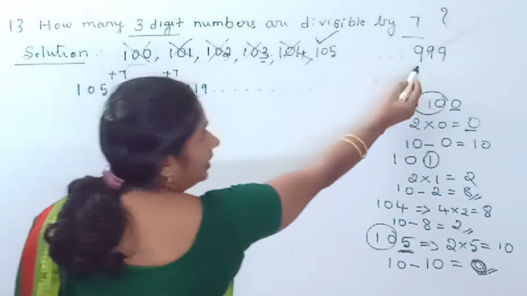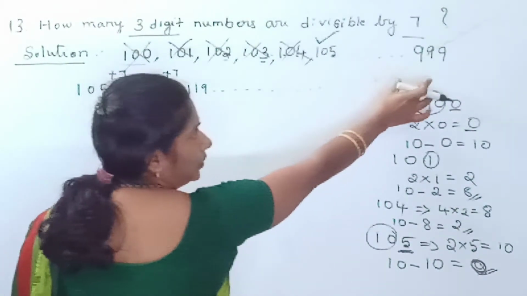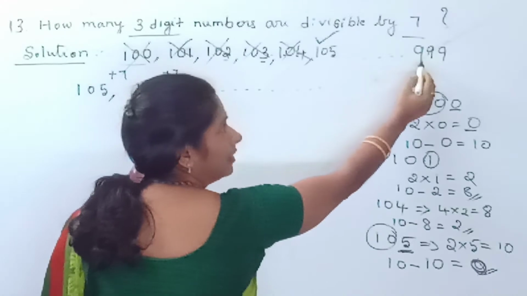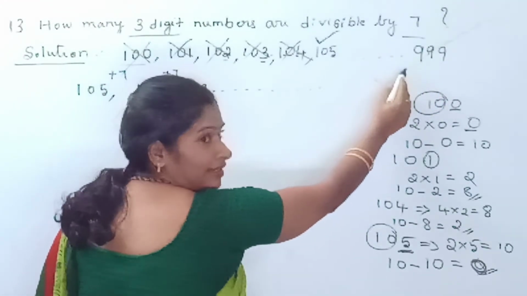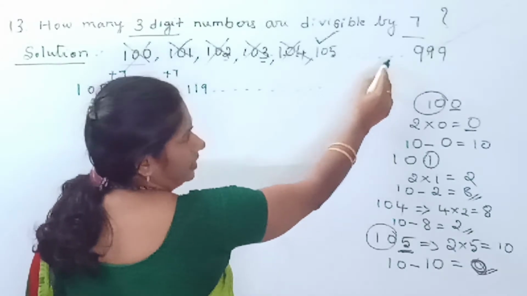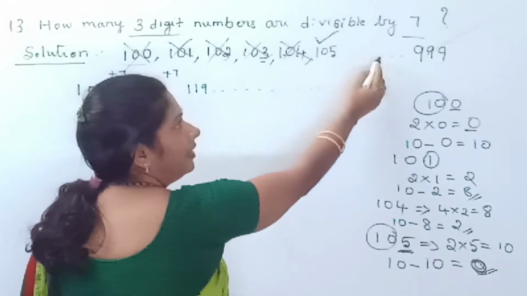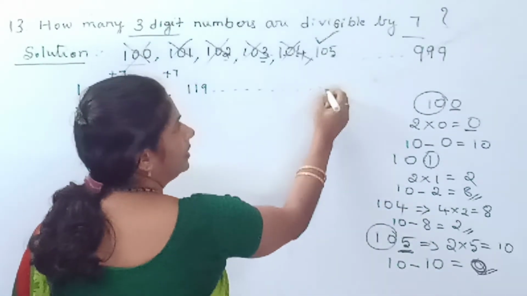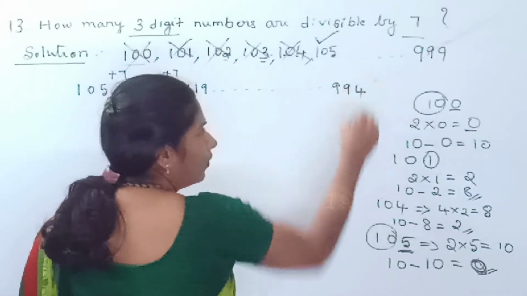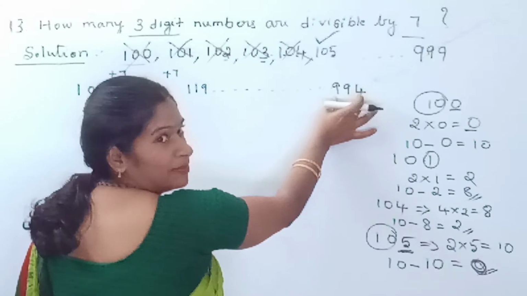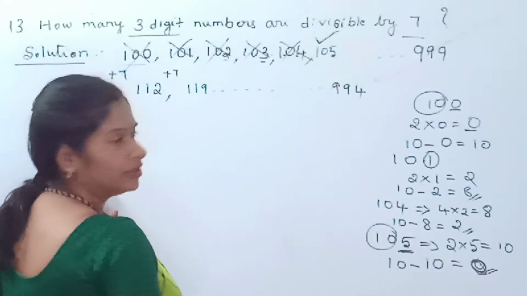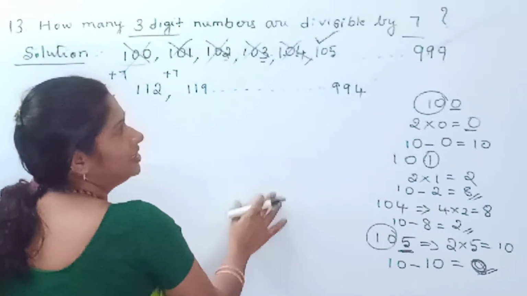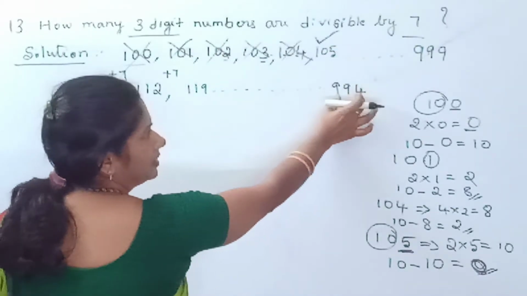Now for 999, here also we have to apply the rule and check, children. Similarly we have to check 999, 998, 997, 996, 995 and so on. After solving, you will get 994. It is the largest 3 digit number which is divisible by 7. You can work it out, children. Is it clear? 994 is the largest 3 digit number which is divisible by 7.